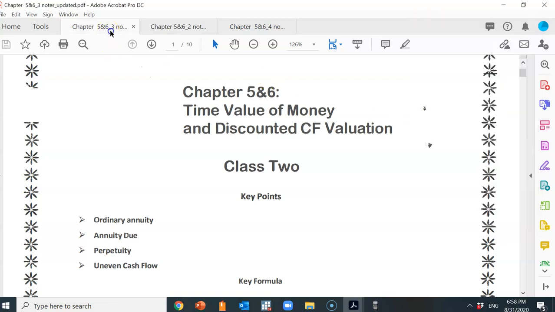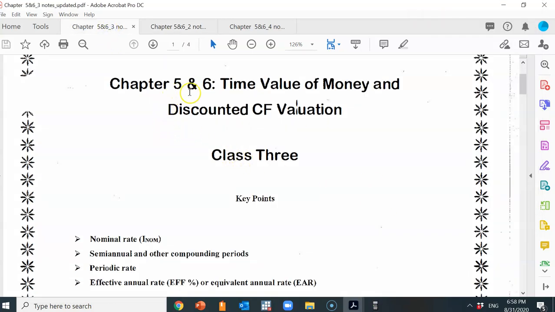In today's video, we're going to discuss Chapter 5 and 6, Class 3. In this video, we're going to discuss how we can calculate future value and present value when the interest rates are not yearly rates anymore. What if we have a daily rate, monthly rate, quarterly rate, or semi-annual rate? How can we convert these rates into the rates that we can use in the formulas or financial calculators?